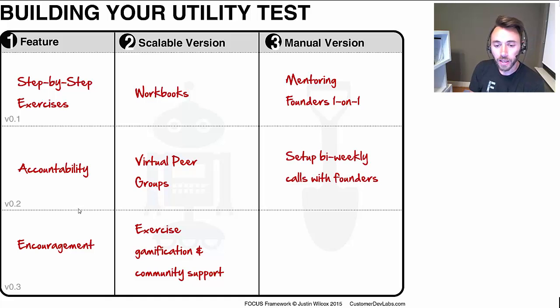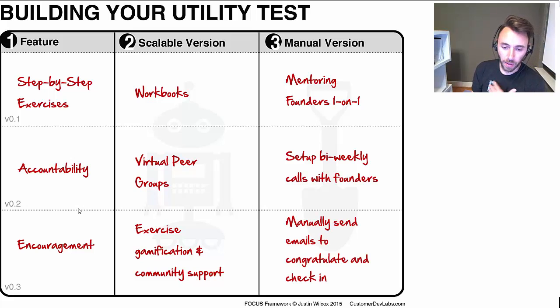Accountability, what does that look like? Well, I could actually set up bi-weekly calls with founders, so in my first version, I don't have to have other founders provide accountability. I can provide the accountability and just set up regular meetings with them to check in and see how things are going and make sure that they're doing what they say they're going to do. And then finally, encouragement. Well, I can manually send emails to people to check in on how they're doing, congratulate them on things that they've accomplished. So I can replicate all of this manually to see if it actually generates the metrics that I'm looking for.